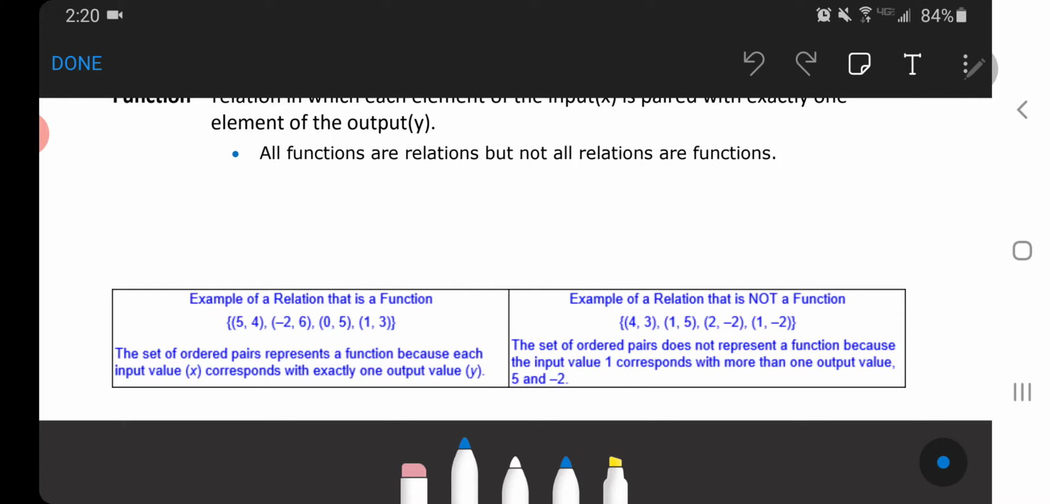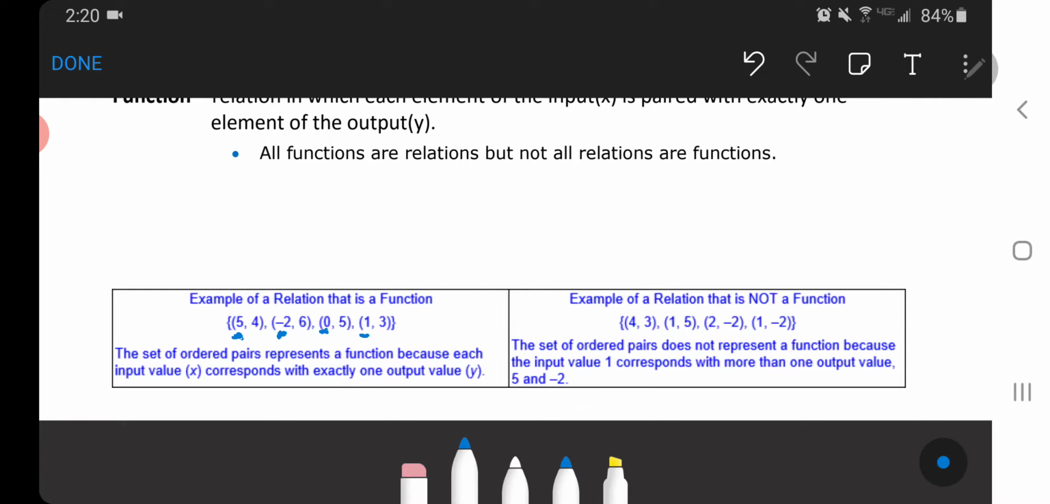And you may have already seen the difference and caught on. But for example, this one on the left side is a function because the domain member, or the x value 5, coordinates with the value 4. The -2 coordinates with 6. 0 goes with 5. And 1 goes with 3. So each domain member, or each x value, goes with exactly one and only one y value.